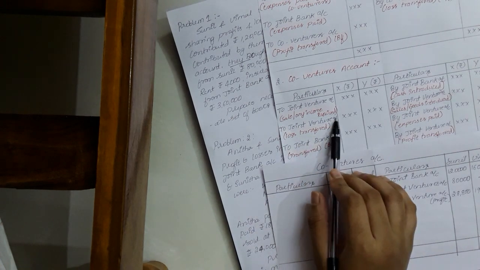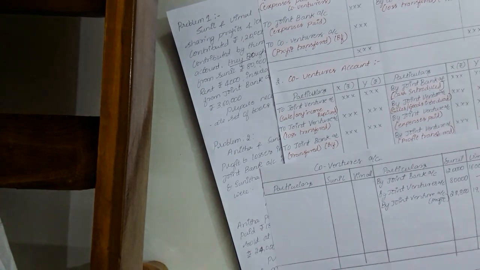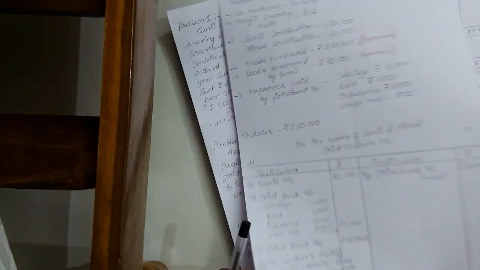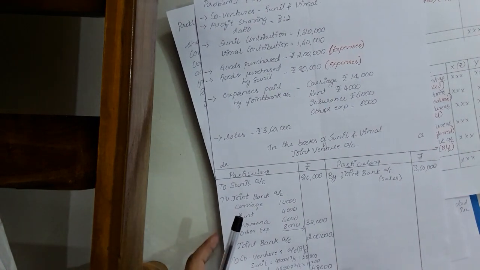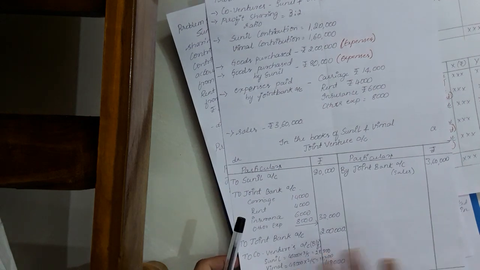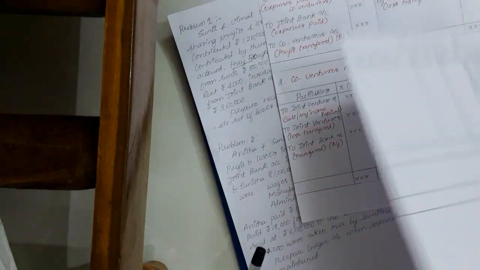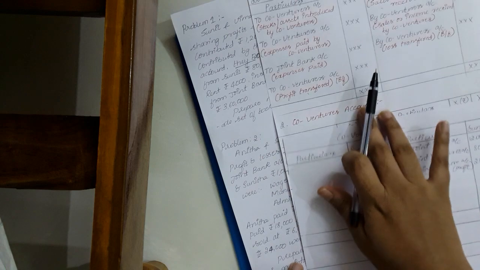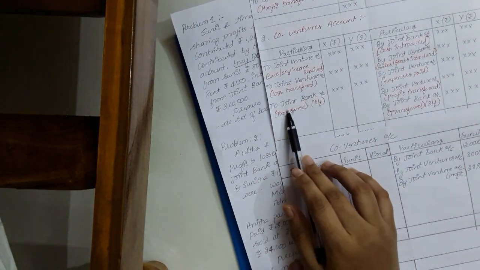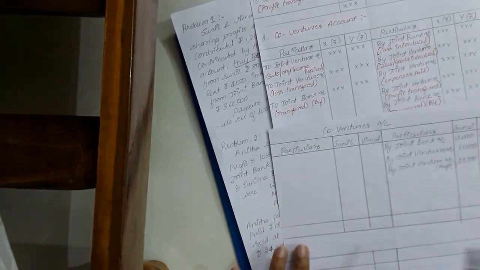So next is joint venture account, loss transfer. In the joint ventures account, if it is on the credit side, it is a loss on joint venture. But it is on the debit side, so there is no loss on joint venture, so no need to write that. Next is by joint bank account, balancing figure.